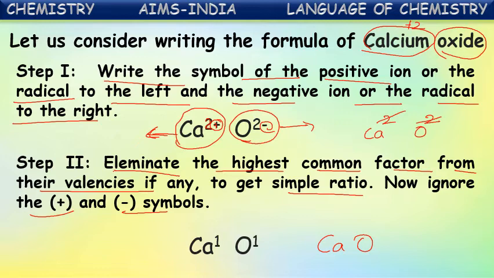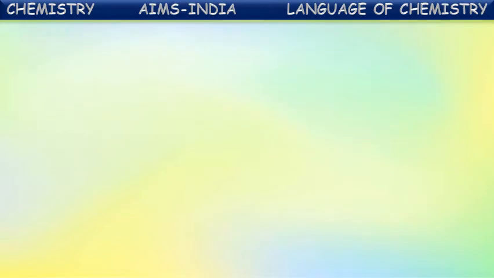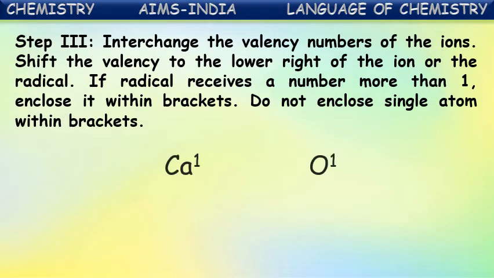What is the chemical formula of calcium oxide? It means CaO. Because here it is 1 1, and 1 we will not represent. That's why we write the calcium oxide formula as CaO. I will take one more example, then you will understand clearly.